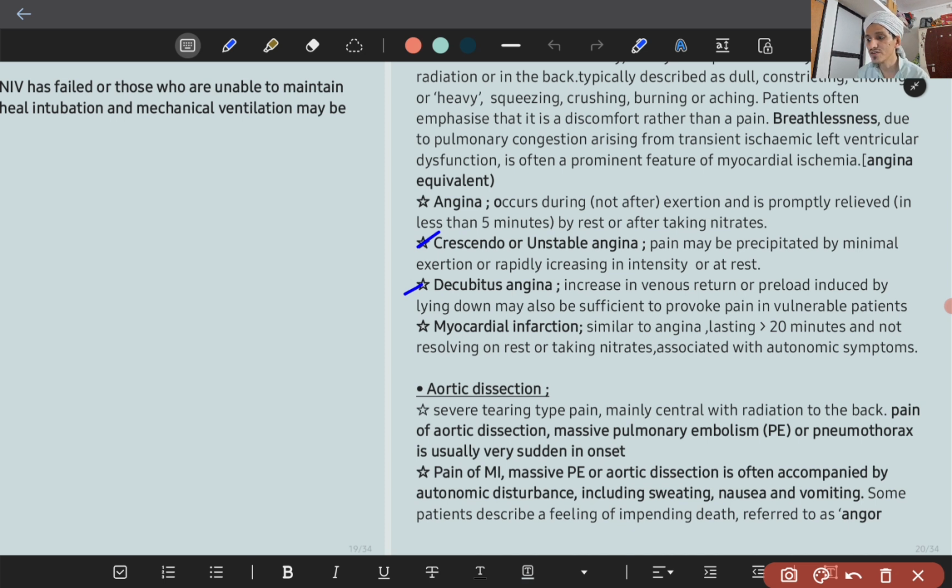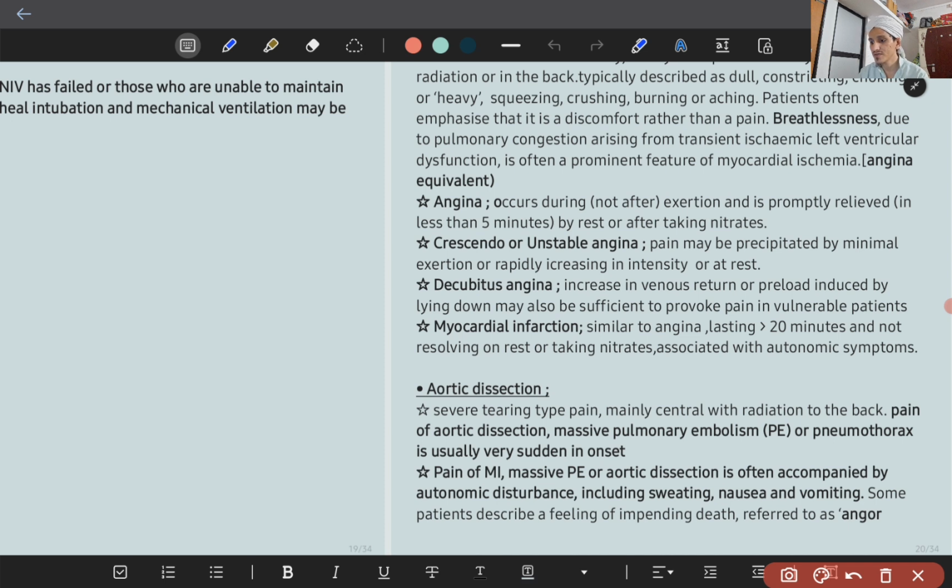So the last one is myocardial infarction. The pain is similar to angina but lasts more than 20 to 30 minutes and is not resolving on rest or taking nitrates, and often it is associated with autonomic symptoms. That is the chest pain of myocardial infarction. Autonomic symptoms like sweating and tachycardia, breathlessness, all these are autonomic symptoms. So that's about the pain of myocardial ischemia.